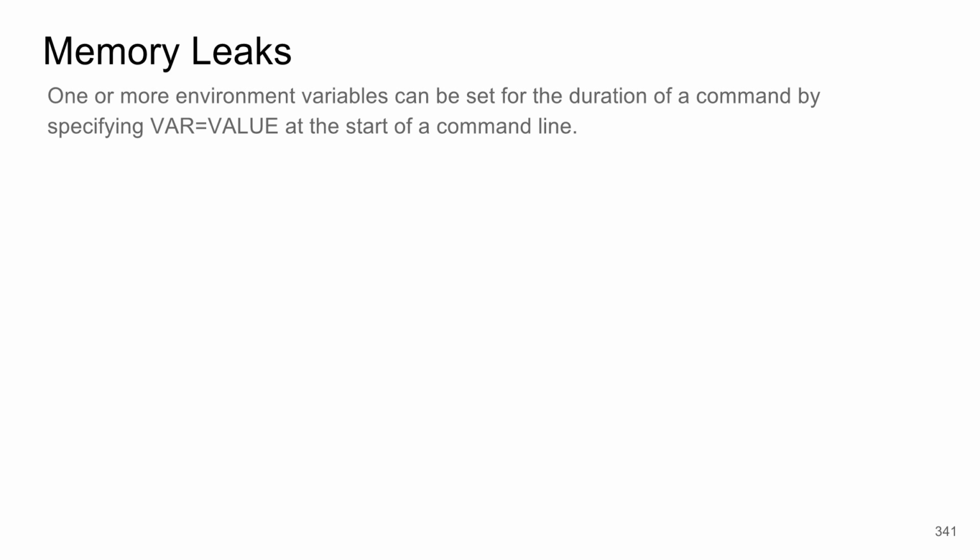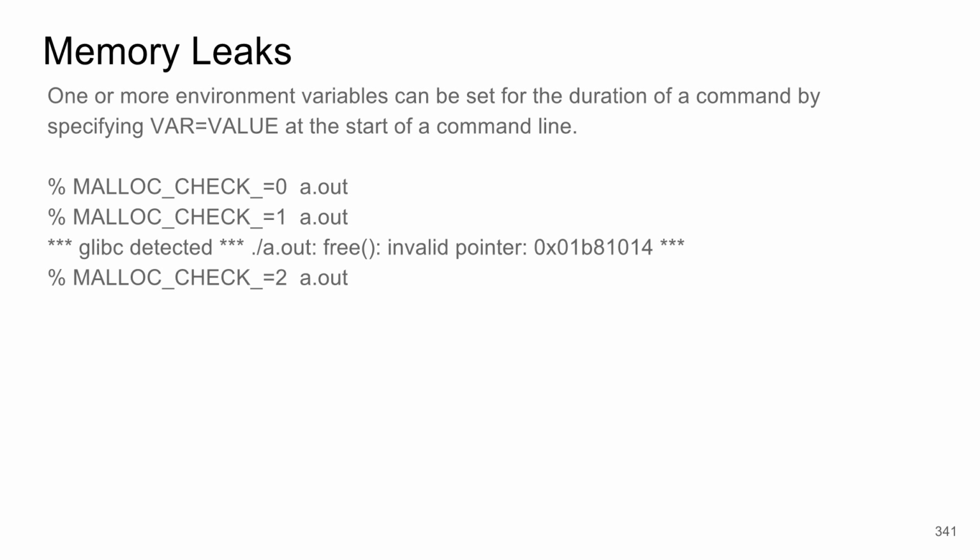So one or more environment variables can be set for the duration of a command by specifying whatever variable you're looking at is equal to a value at the start of your command line. And we just want that for this following example. So we could say MALLOC_CHECK_ equals 0 to set it to not print out, to not do anything if it detects a heap corruption. We could set it to 1, and when we run this, we get glibc detected, invalid free of a pointer.